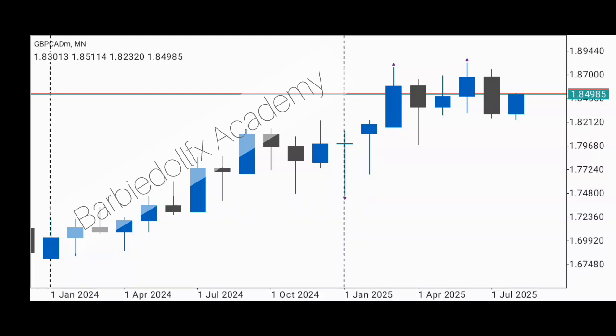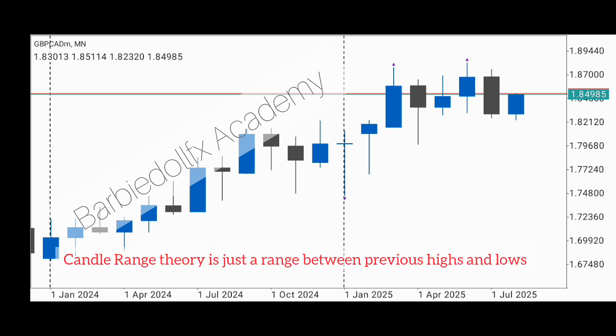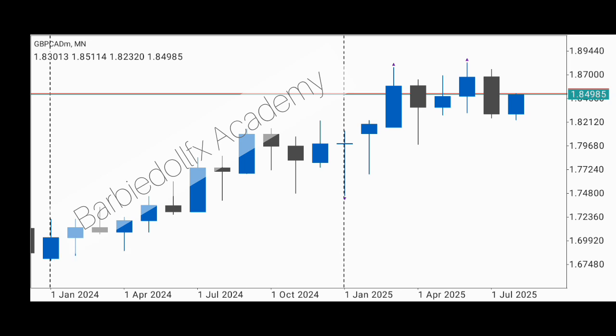Let me quickly run candle range theory and my break and retest theory together so that you understand what I mean. Candle range theory is just a range between the candle range high and low, which is almost the same thing as previous highs and lows of a candle. But why they term it candle range theory is because you can use it as a perfect entry if you understand and know where it occurs in the market.